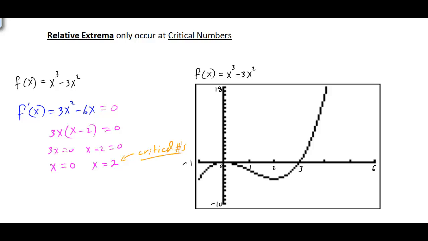Now, if we look at the graph at x equals 0 and x equals 2: at x equals 0, that's this point here, and it does look like that would be a relative maximum point. Then if we look at x equals 2, our graph is here, and that would be a relative minimum point.